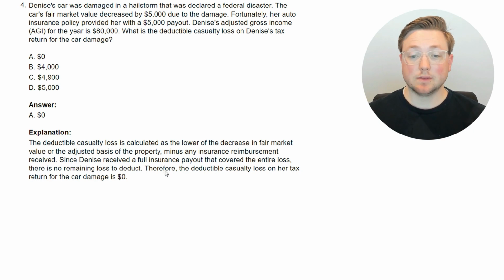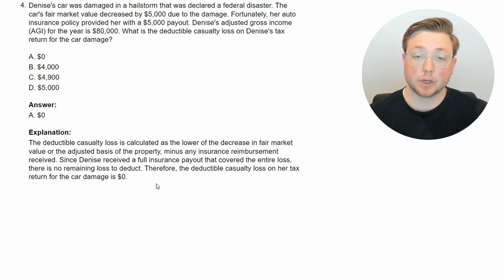Since Denise received a full insurance payout that covered the entire loss, there is no remaining loss to deduct. Therefore, the deductible casualty loss on her tax return for the car damage is $0. Pretty straightforward. If your insurance covers the whole loss, you have no loss to report on your tax return. All right, let's go to the last question.